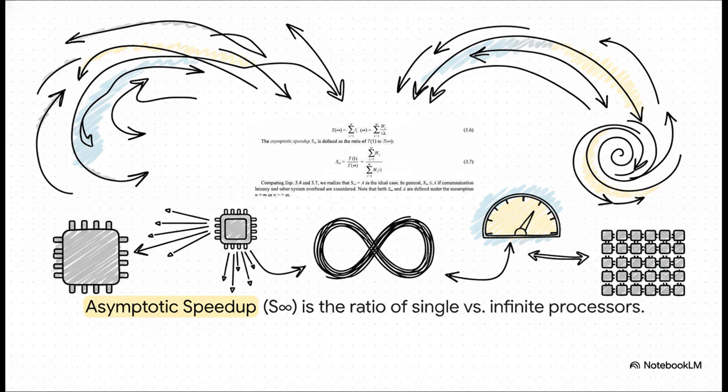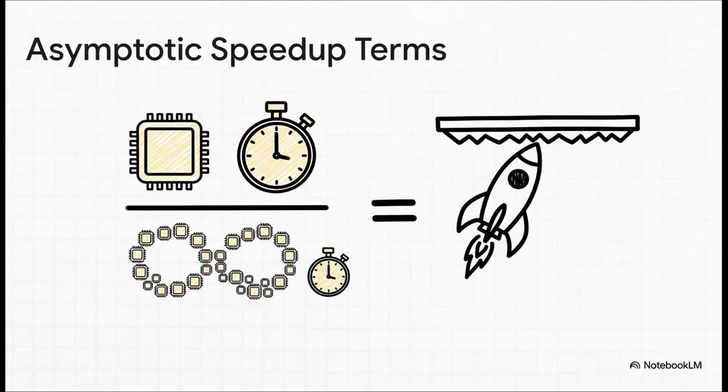What's the absolute best, the fastest your program could possibly run? This formula here calculates that theoretical speed limit for your specific program. And it's actually a beautifully simple ratio. You just take the time it takes to run on a single, lonely processor, which we call T of 1, and you divide it by the best possible time you could ever hope for with infinite processors, T of infinity. The result is S infinity, your program's ultimate performance ceiling.